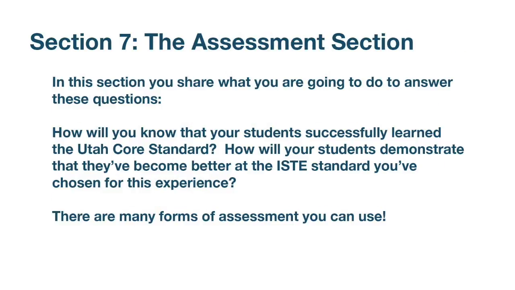Section 7 is the assessment section. In other words, how will you know your kids learned it? In this section of the lesson plan, you describe what you will do to know that your students have learned the Utah Core Standard. How will your students demonstrate that they've become better at the ISTE standard that you chose? What could you do? I guess you could put a rubric in this section if that would work for you, or you could describe your formal or informal assessment strategy here.